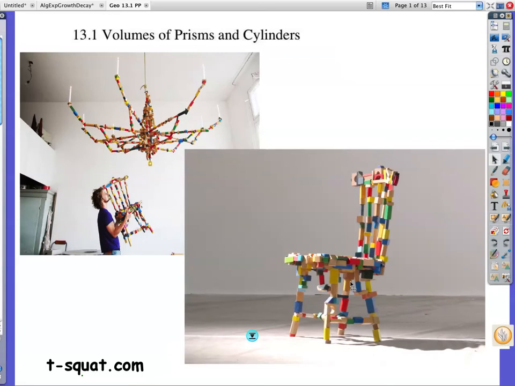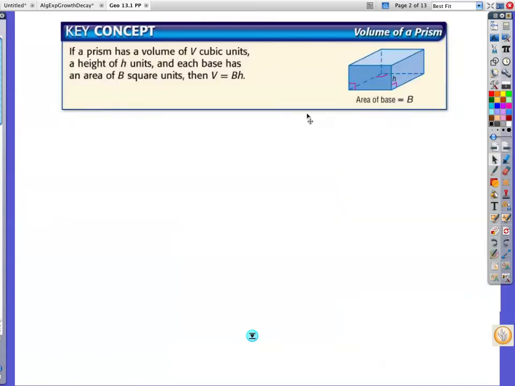I don't know if I really want to sit in it. I think the chandelier would be pretty incredible. I hope that's not real flames. All right, enough of that. Let's get on to the heart of the lesson.